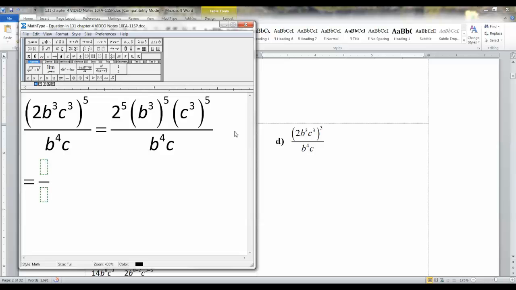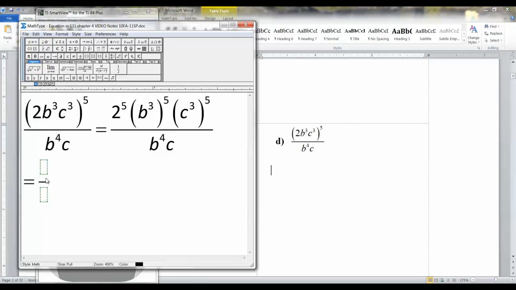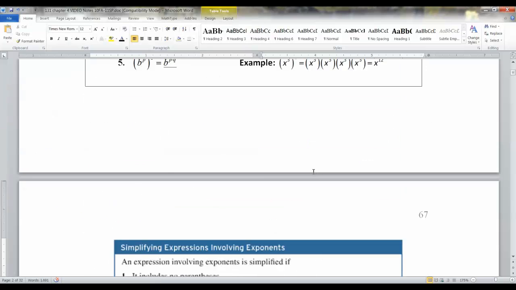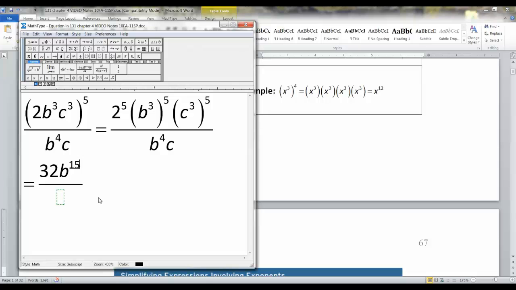All right, let's figure out the 2 to the fifth part, though. The 2 to the fifth, in case you've forgotten, is one that you honestly memorize just because you get so used to seeing it. It's 32. Now, this is b to the 3 times 5, which is b to the 15. Again, that's using that property where if you've got an exponent inside and an exponent outside, you multiply them. And then it's c to the 15th as well, because it's 3 times 5, over b to the fourth c.